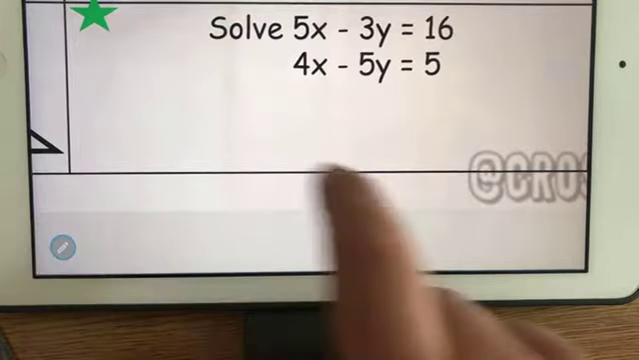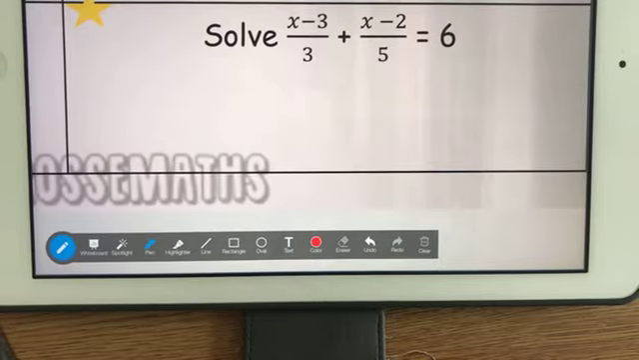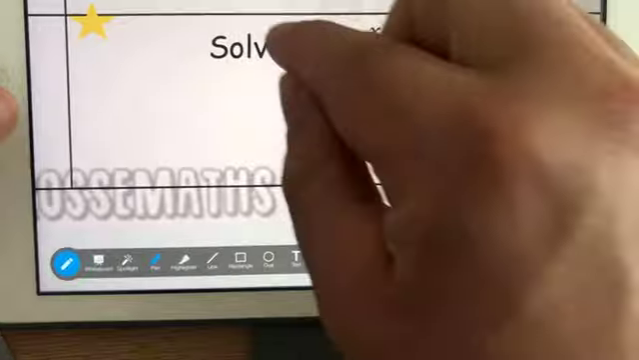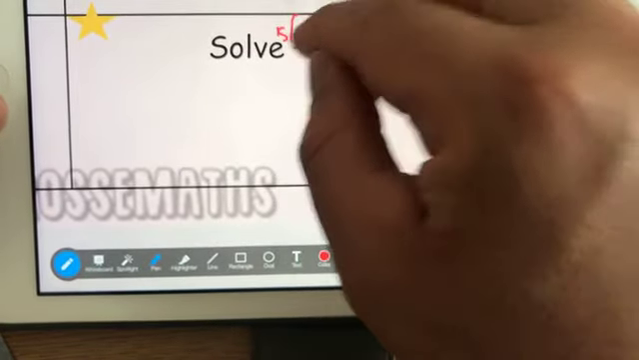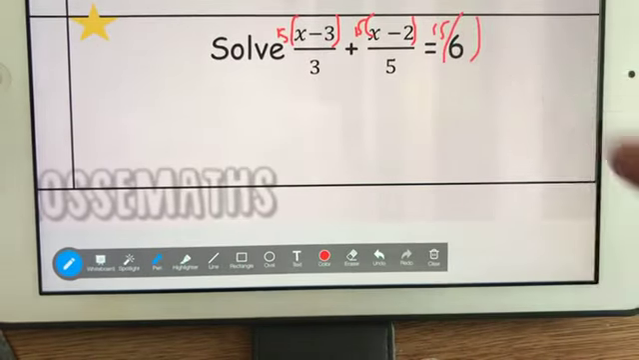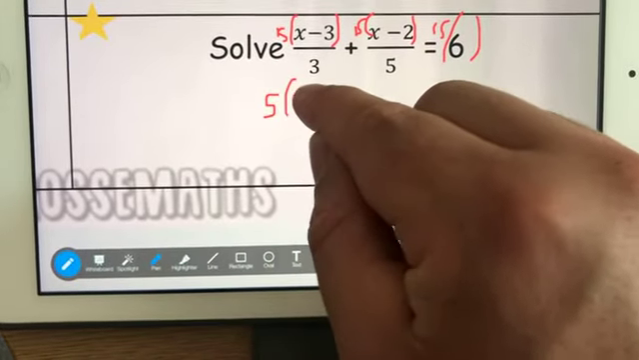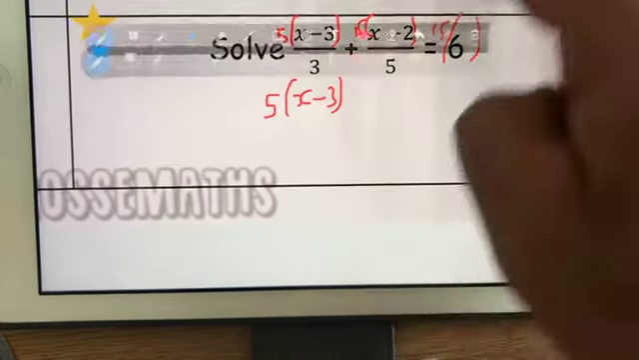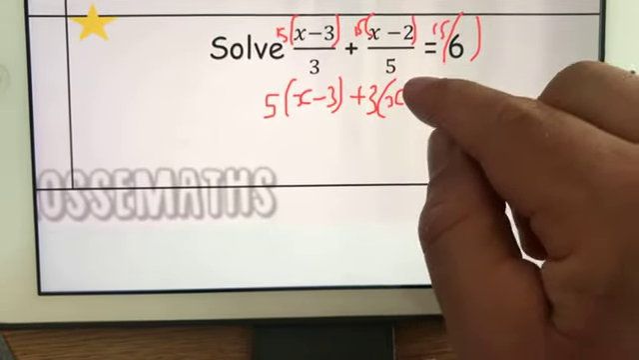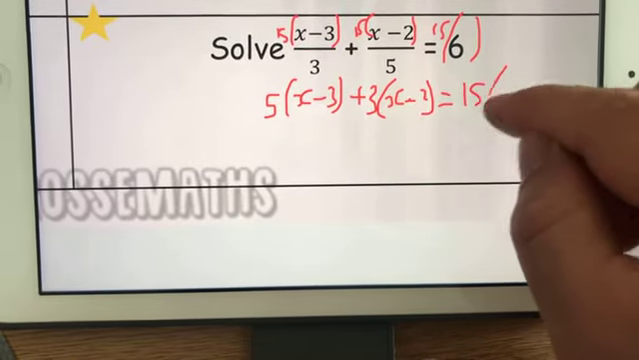And very last one, okay, bit of fractional equations, okay. I'm going to times through by 15, only because I want to get rid of the bottom numbers. It'll make sense why I'm doing that in a second. If I times the first one by 15, times the second one by 15, and times this by 15, what will happen is 15 divided by 3 gives us 5, so I end up with 5, x minus 3. On the second one, 15 divided by 5 is 3. On the third one, 15 just stays as it is, 15 times 6.